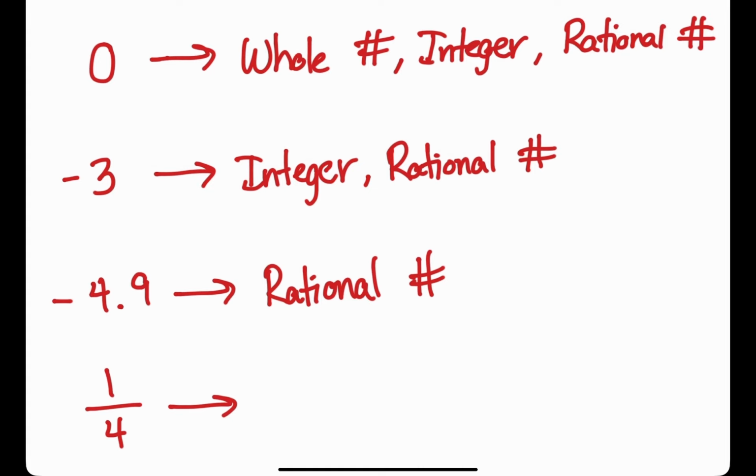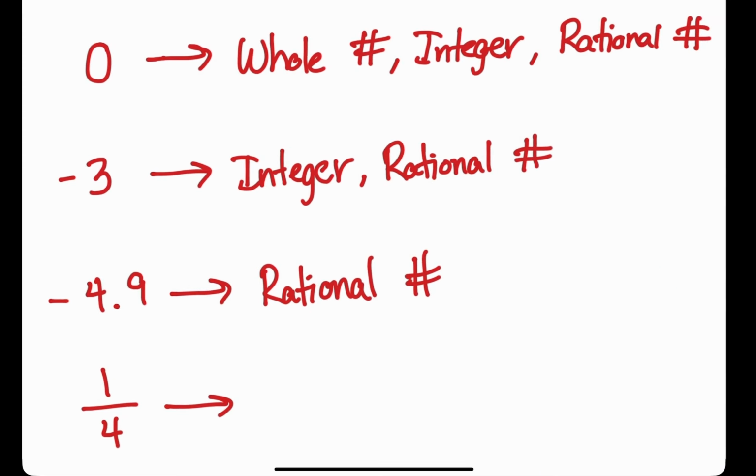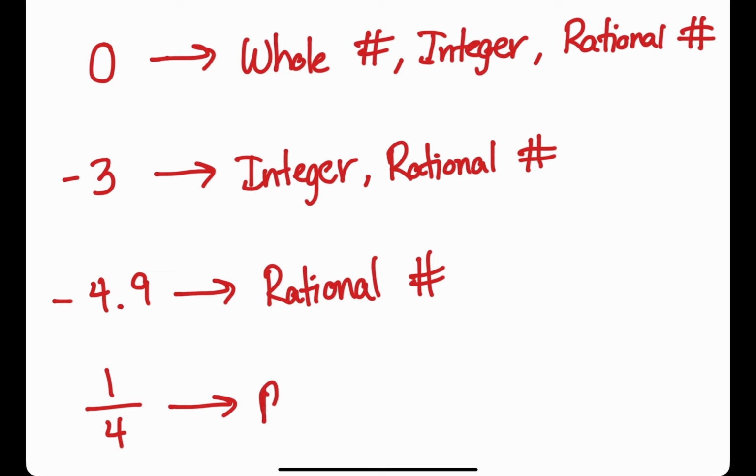Okay, 1/4. 1/4 is a fraction, so it cannot be a natural number. It cannot be a whole number. It cannot be an integer because it's a fraction. But it is a rational number because you can write it as a fraction. Therefore, it's not an irrational number if it's rational. Okay, so we'll go back and, for 1/4, the only category that one fits as well is rational number.